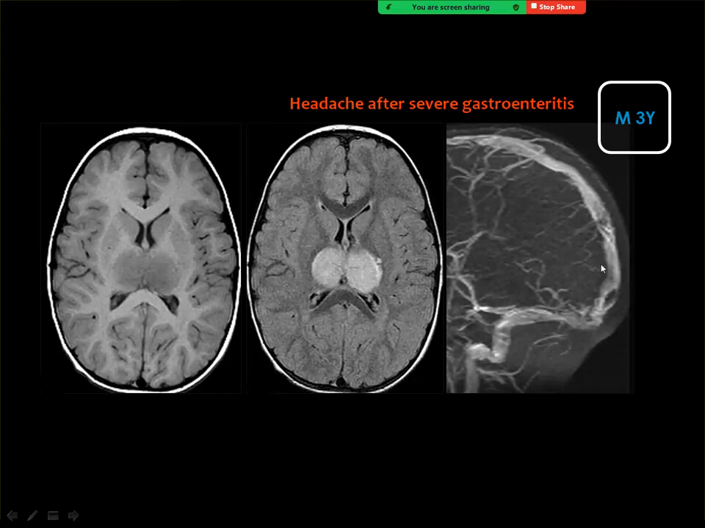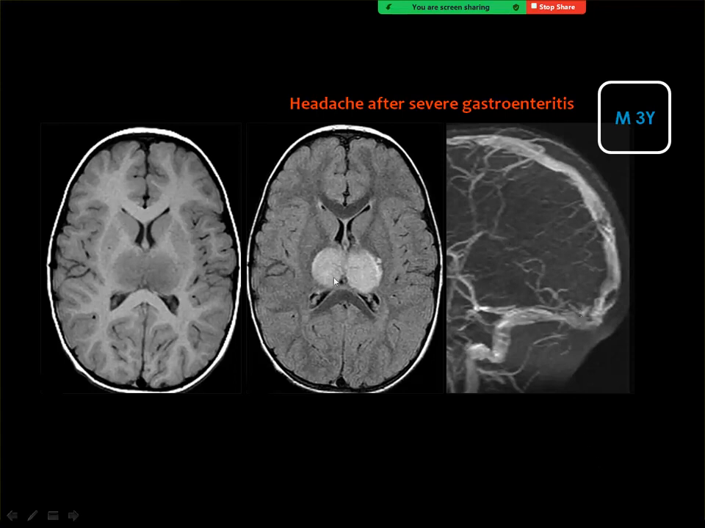If you have the MR venogram, then you know that the internal or the deep venous system of the brain is the 2 internal cerebral veins, the vein of Galen, and the straight sinus. And you see that all of these are thrombosed.